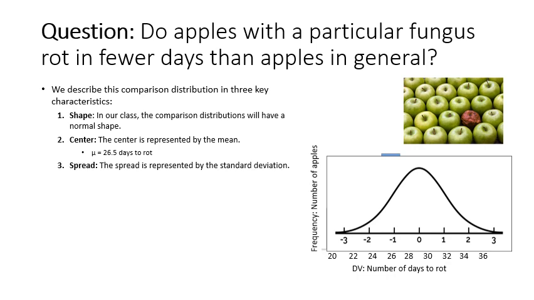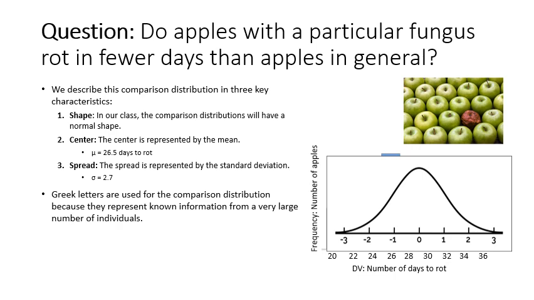The third way we describe the comparison distribution is through spread. And spread is represented by the standard deviation. And so in this case, sigma is 2.7, and that would tell how far apart the points are from the mean.